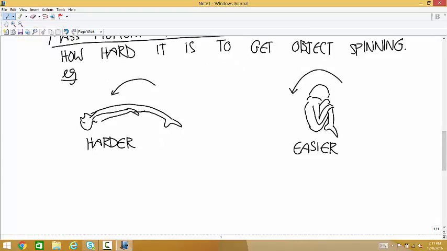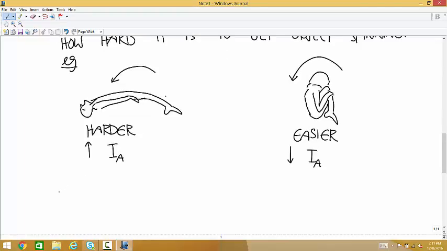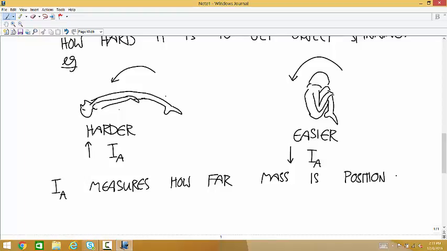And so this harder way is a higher value of the mass moment of inertia. And the easier way is a lower value of the mass moment of inertia. And what the mass moment of inertia depends on is, so I_A measures how far mass is distributed from the axis, or mass is positioned from the axis of rotation.